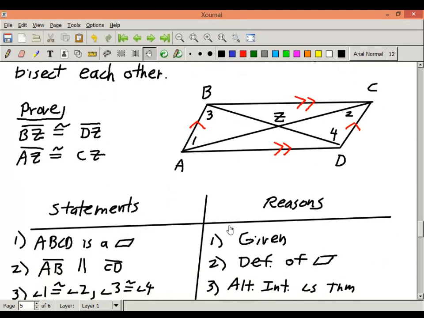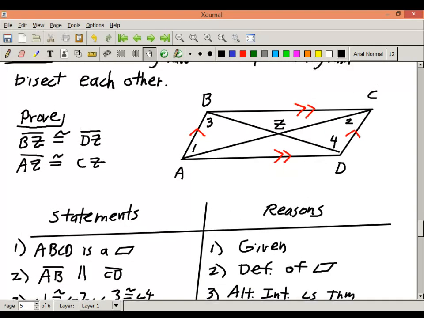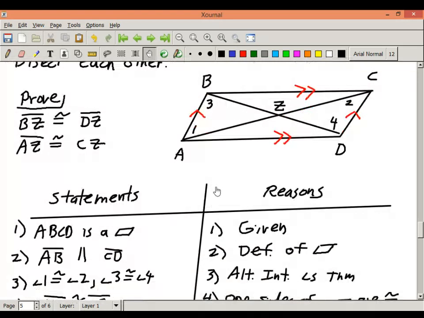Okay, so look at the diagram here. We got ABCD as a parallelogram. That's part of the given, right? Starting with parallelogram, we're saying that the left side AB is parallel to CD. Well, the left side and right side are parallel by definition of a parallelogram.